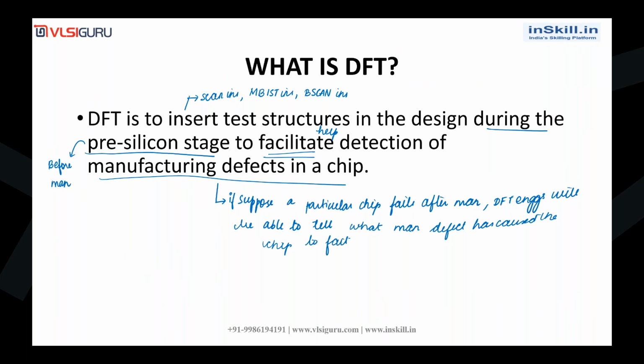So DFT is to insert test structures in the design, like scan insertion, MBIST insertion, boundary scan insertion during the pre-silicon stage, which means before manufacturing, to help detection of manufacturing defects in the chip. If a particular chip fails after manufacturing, DFT engineers will be able to tell what manufacturing defect has caused the chip to fail.